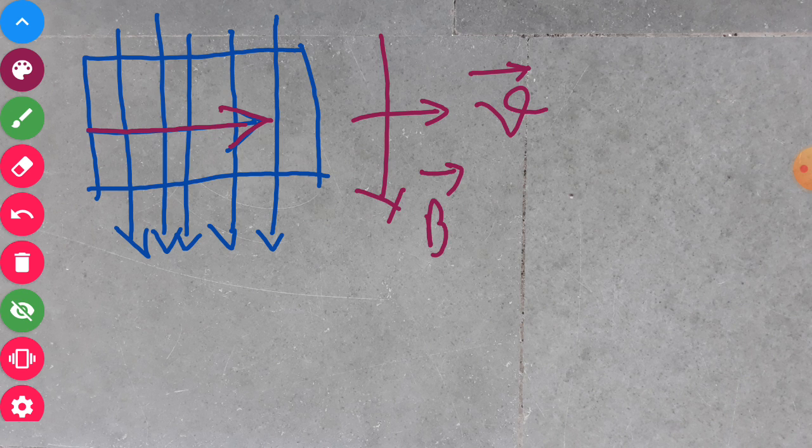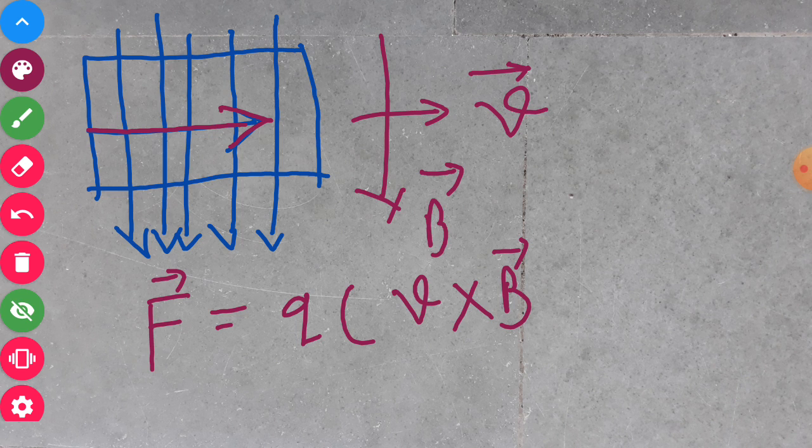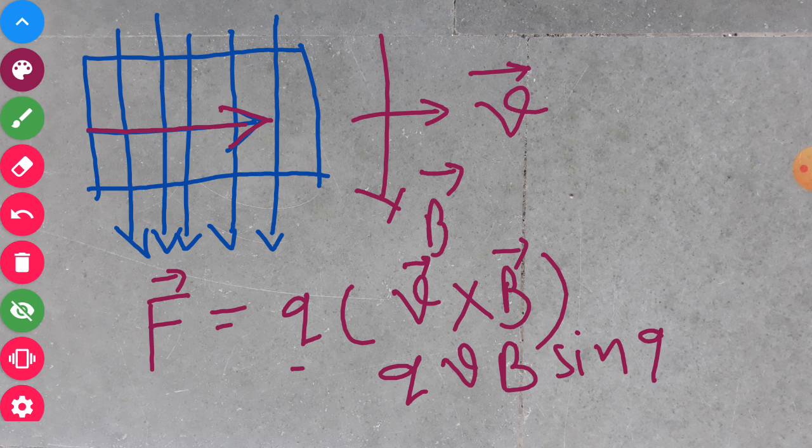Both are perpendicular to each other, and according to our force formula we have Q V cross B. If you have charge e, you can write e as electron. Right now, just consider the magnitude of charge. So QVB sin theta becomes QVB sin 90, because both are perpendicular. So the magnitude of this force is QVB.